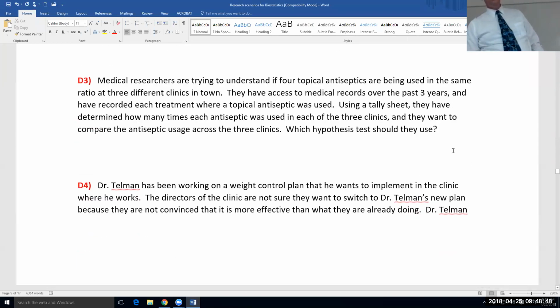Medical research is trying to understand if 4 topical anesthetics are being used in the same ratio in 3 different clinics. They have access to the medical records over the past 3 years and have recorded each treatment. Using a tally sheet, they have determined how many times each antiseptic was used at the 3 clinics, and they want to compare usage across the 3. Which hypothesis test? Okay, what do you guys think? Categorical or quantitative or regression?